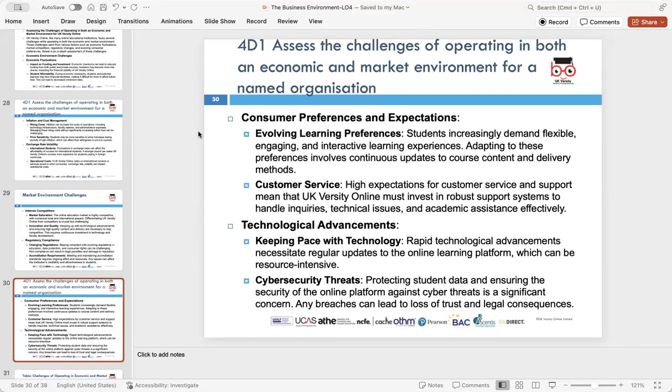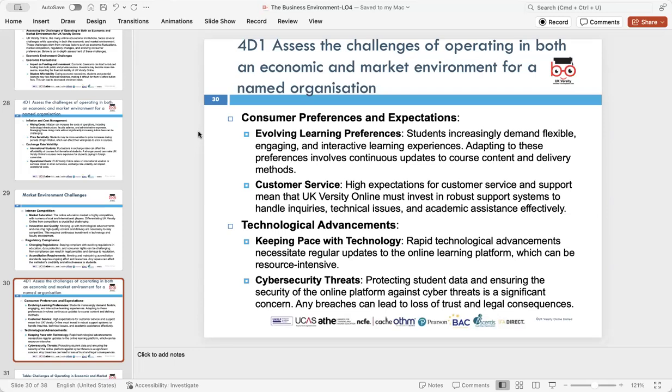Consumer preferences and expectations. Students today increasingly demand flexible, engaging, and interactive learning experiences. To adapt to these evolving preferences, UK Varsity Online must continuously adapt its course content and delivery methods. This could involve incorporating multimedia elements, interactive assignments, and real-time feedback mechanisms to enhance students' engagement and learning outcomes.